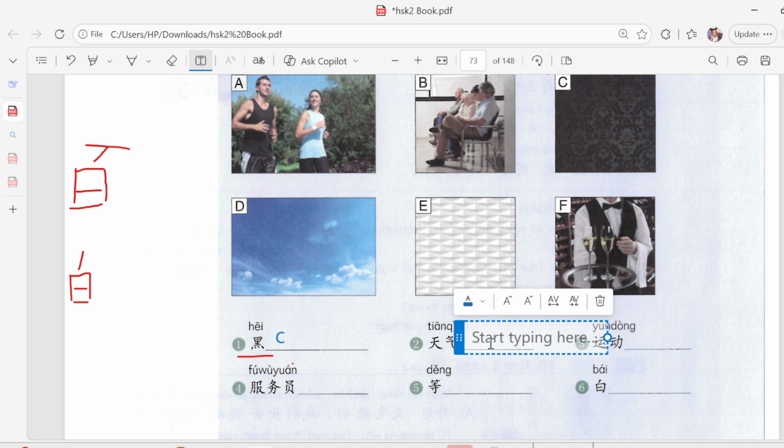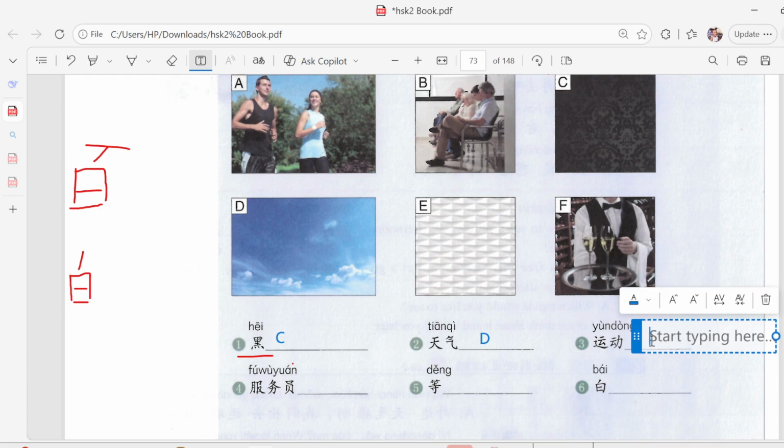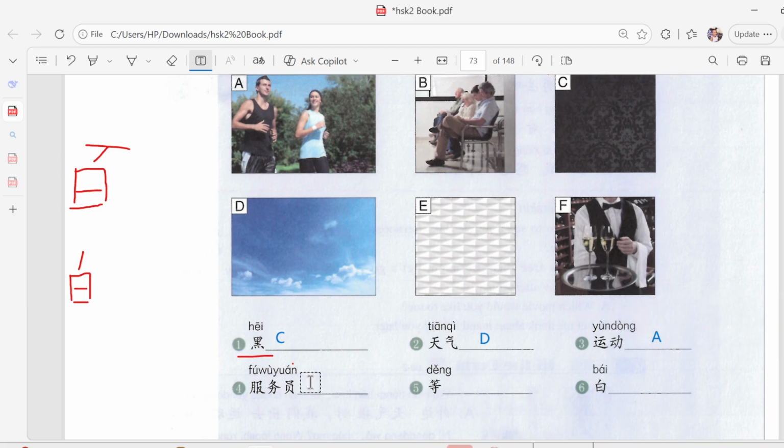Not different. So now 天气, what is 天气? Weather. Which letter? It's D, right? It's clear. D. True. D. Somebody. 运动. Repeat. 运动. What does 运动 mean? 运动. Which letter here? Is it exercise, A? Yes, exercise. Yes, physical exercise. 运动. Number 4. What is number 4?